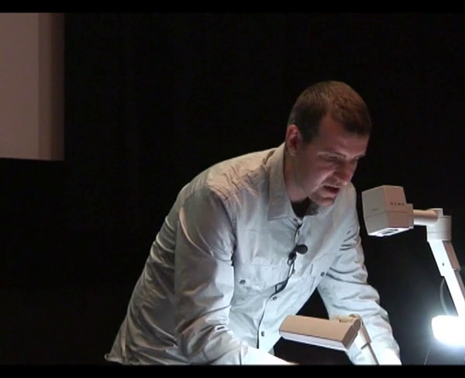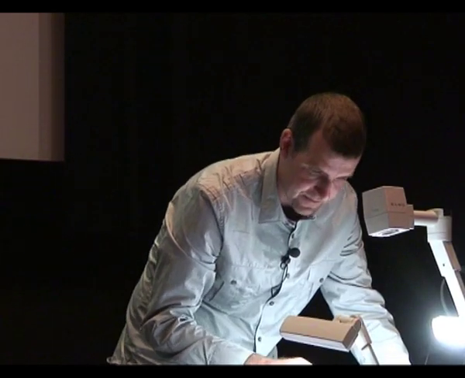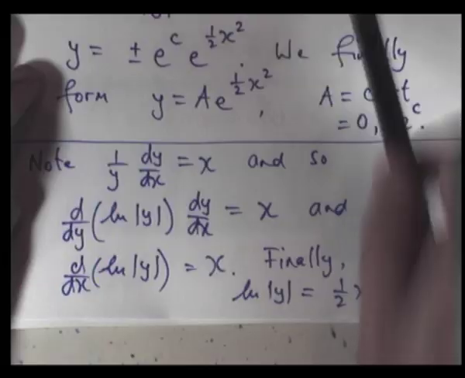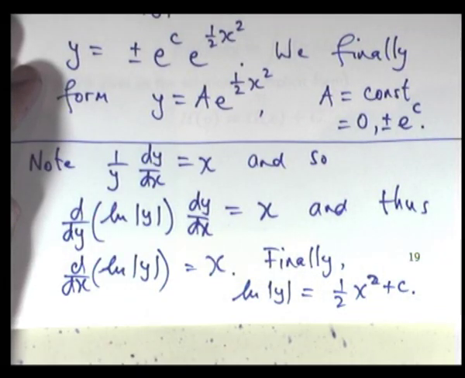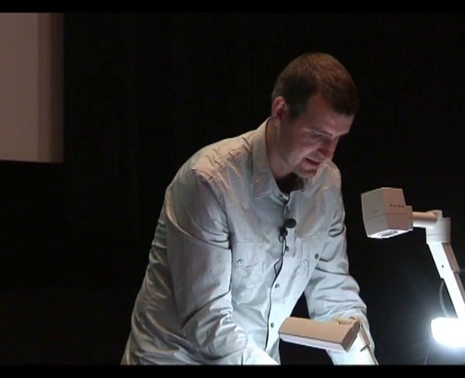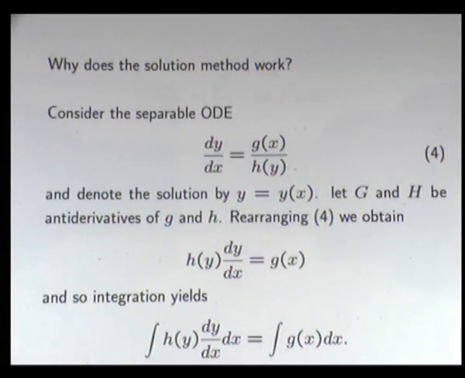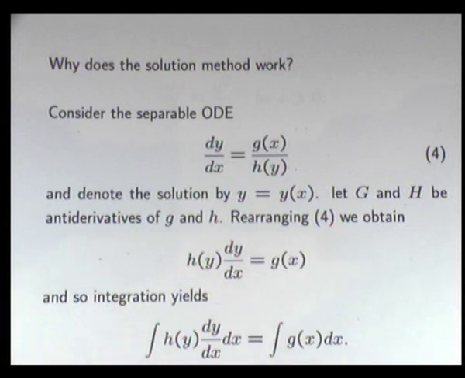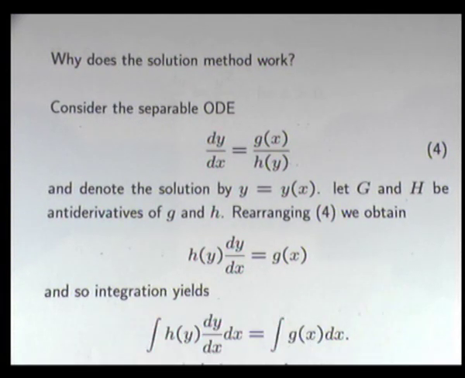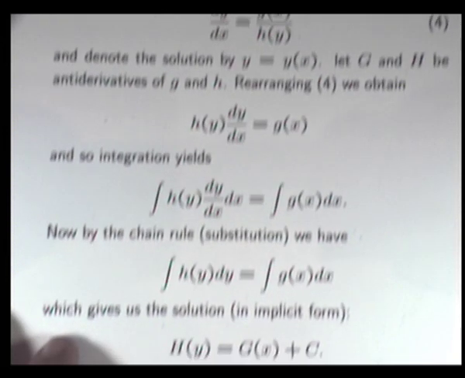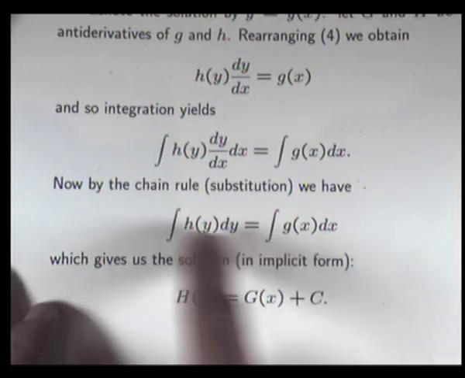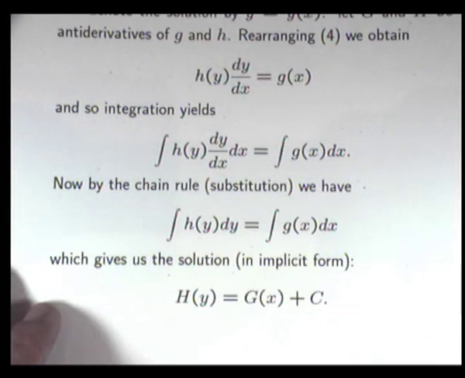So when you do these problems, I suggest that you do it this way, but I'm just trying to convince you that that method is robust, it's well founded. Here I've just given a more general idea of why the solution method works. Basically, the idea is to do exactly what I did in the second half of the previous problem, and you end up with this cancellation and integration, and then you have some sort of implicit form.